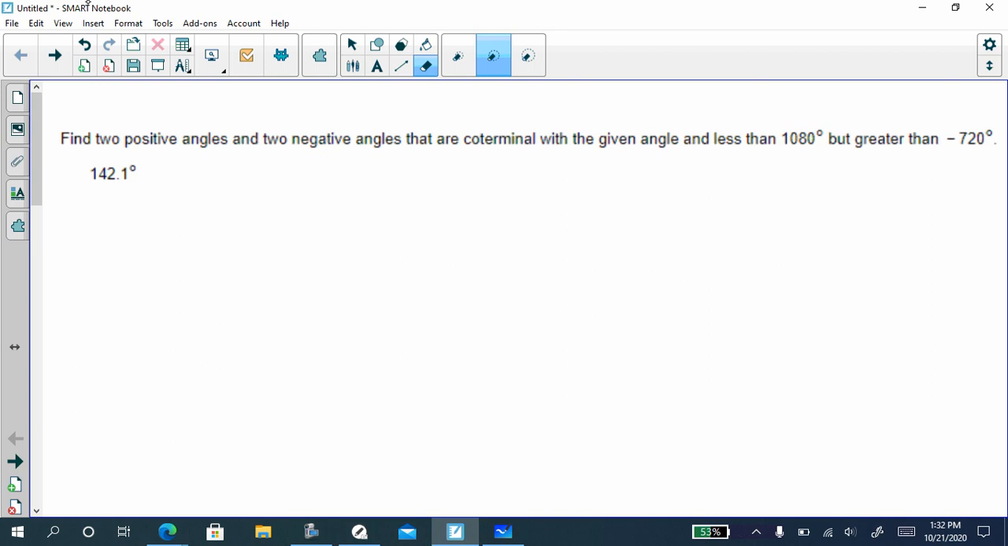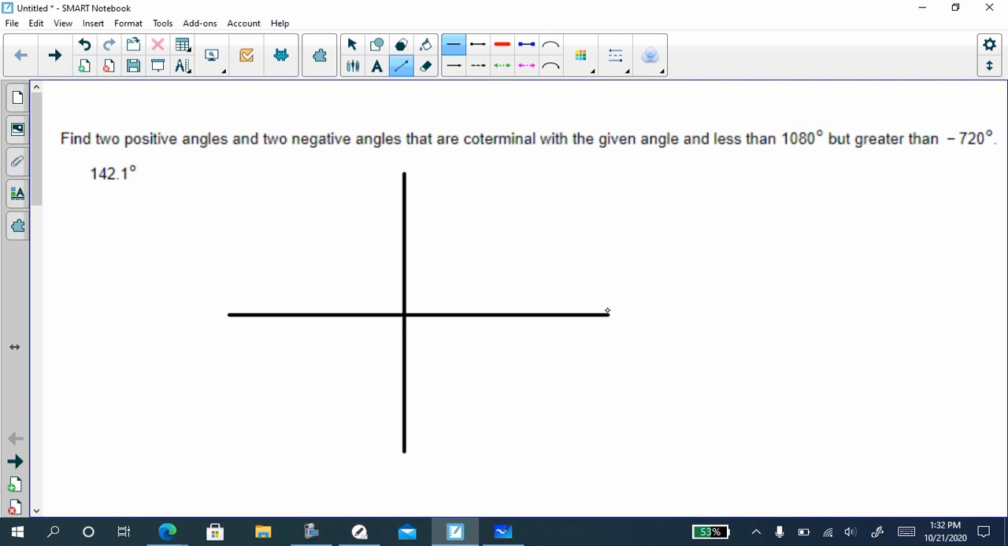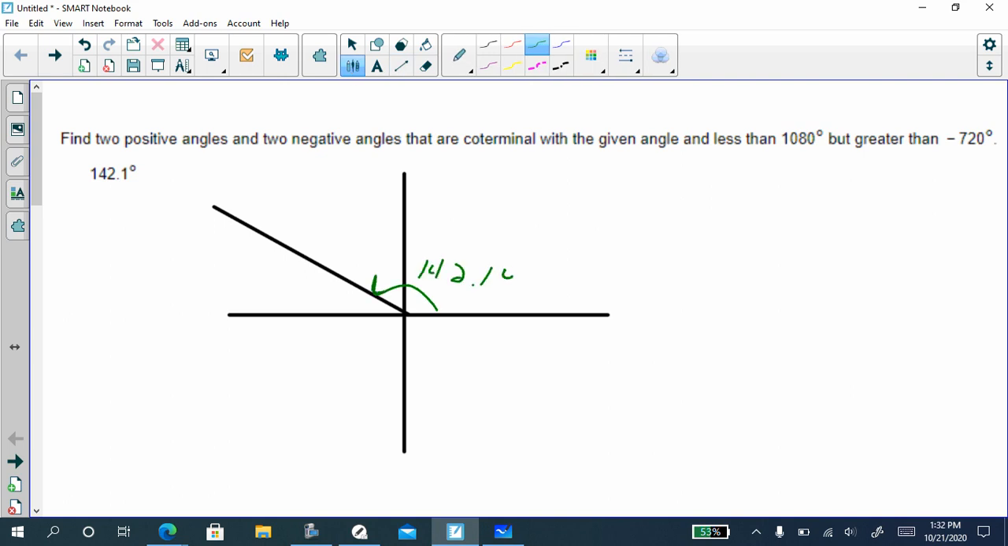So here they want us to find angles that are coterminal, meaning that they're pointed in the same direction. So 142.1 degrees. Remember, the initial side starts on the positive x-axis, so this is 0 degrees, 90 degrees, 180, so 142 will be kind of in this direction. 142.1 degrees.